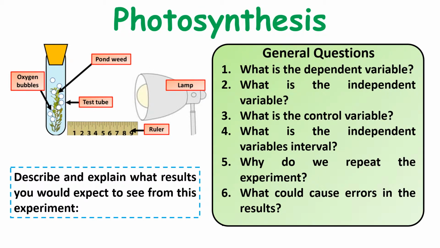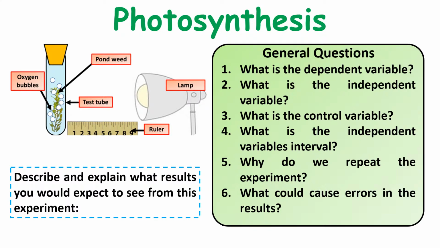Some of the general questions that you may be asked: what is the dependent variable? Remember, the dependent variable is what we're measuring. So in this experiment, we would be measuring the number of bubbles of oxygen coming off the pondweed. What is the independent variable? The independent variable is what we're changing. So in this experiment, we're changing the distance that the lamp is away from the pondweed.